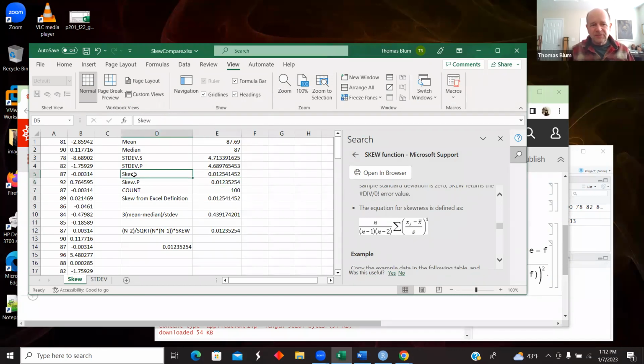But Excel's definition of just Skew is trying to account for the idea that it's a sample, and so it will be undefined for 2 points, and they will approach each other as there are a large number of points, as all these things do.